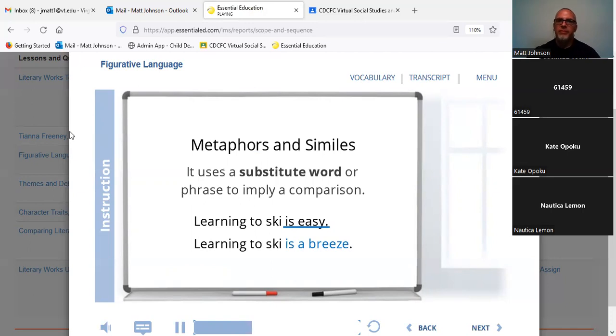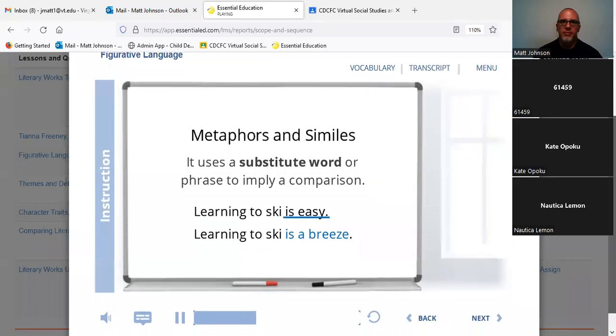This is not a literal statement. The speaker isn't saying that skiing is a gentle wind. That wouldn't make any sense. The speaker is figuratively saying that learning to ski is as easy as a breeze is gentle. And there's a ton of those that would apply as metaphors that you could use for that sentence as well. You think about learning to ski is a piece of cake, right? That's another metaphor. Learning to ski is no sweat. Those things are all metaphors here.